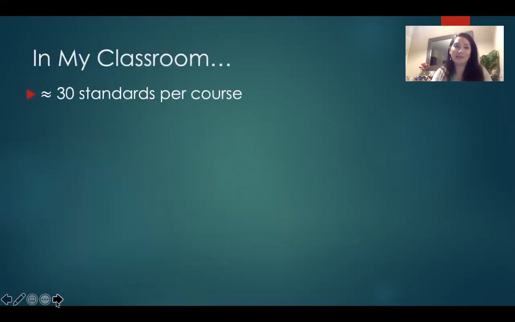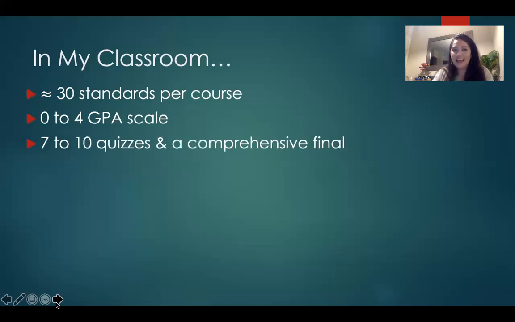So what does it look like in my classroom? There are about 30 standards in most courses. I'm grading each standard on a 0 to 4 GPA scale, and I have 7 to 10 quizzes per semester and a comprehensive final. So every quiz covers probably 2 to 4 standards. And instead of giving them a quiz grade out of 100% or out of 10 points or something like that, I am giving them a grade of 0 to 4 on every standard on that quiz.